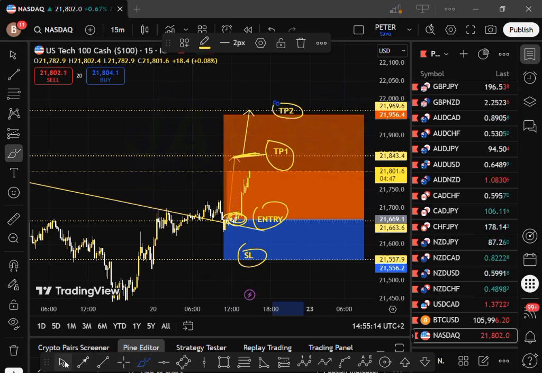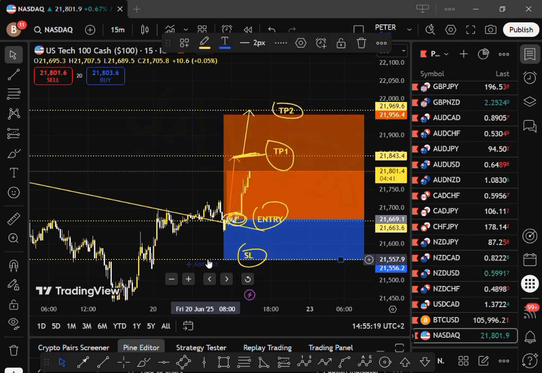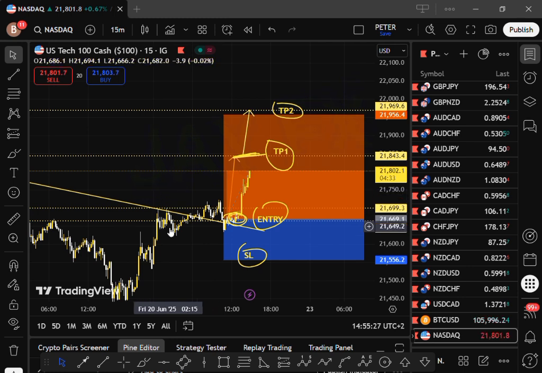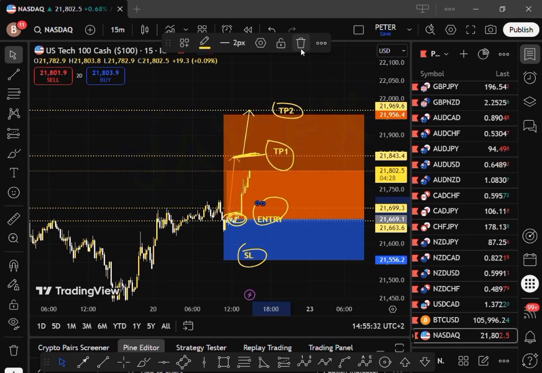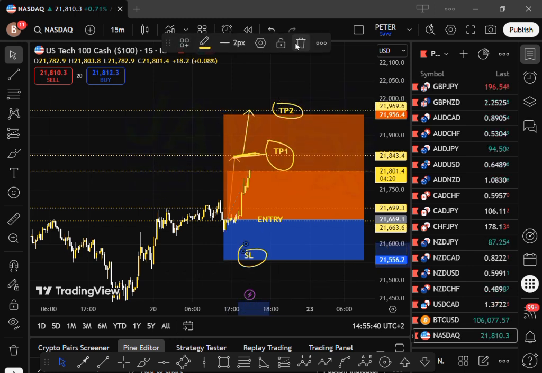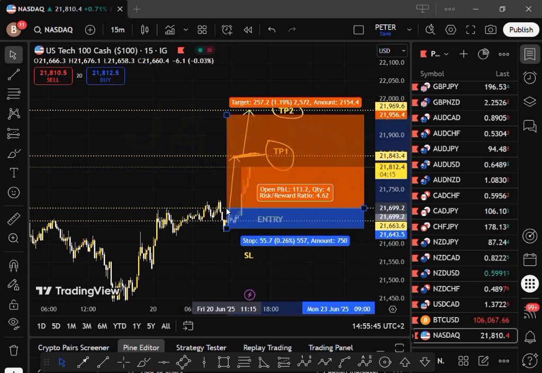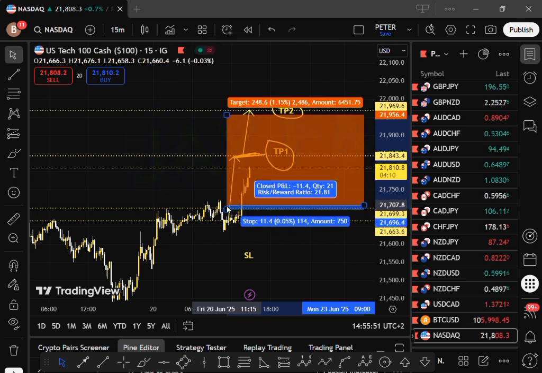So in this case, we're going to move our stop loss somewhere here, then we just put it here. Why am I putting this here? You may ask yourself why I chose to put this stop loss here. Let me explain so you may understand everything that I'm talking about.